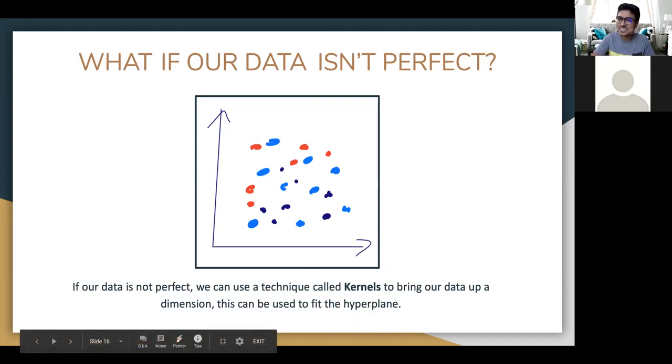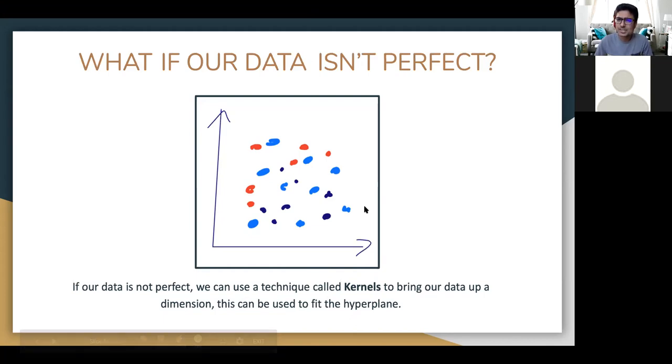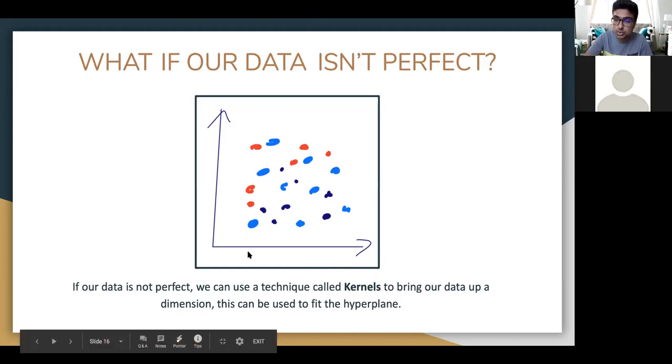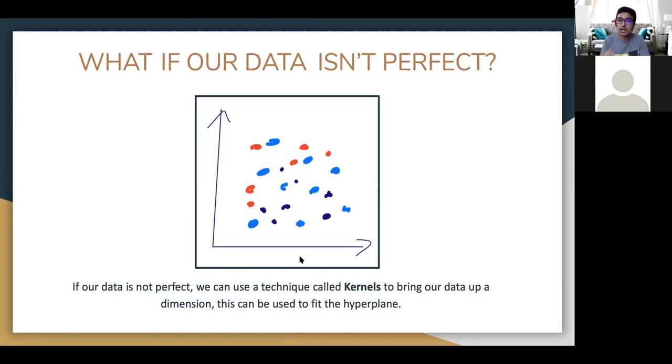Not popcorn kernels, if you have that in mind, but kernels. Well, what do kernels do? Kernels allow us to bring our data up another dimension. Essentially, if we have this data right here in a 2-dimensional data set, we can knock it up another degree, bringing it up to a 3-dimensional data set. And once we use kernels to up the dimension of our data, we hope that our hyperplane can correctly fit our data into specific classes.